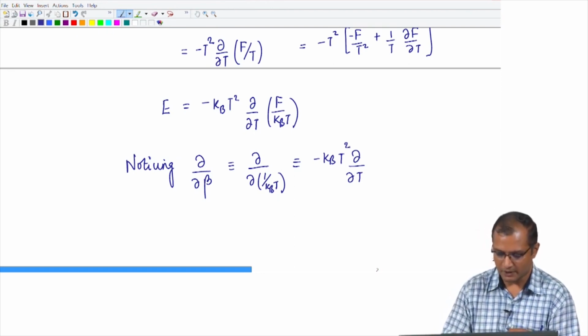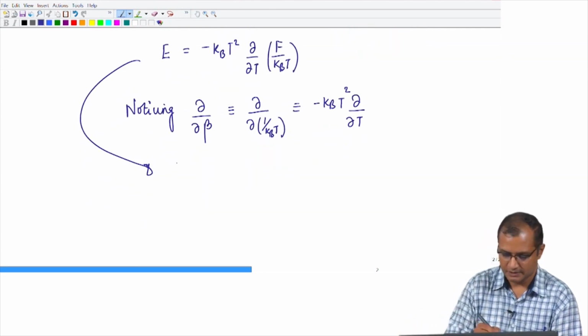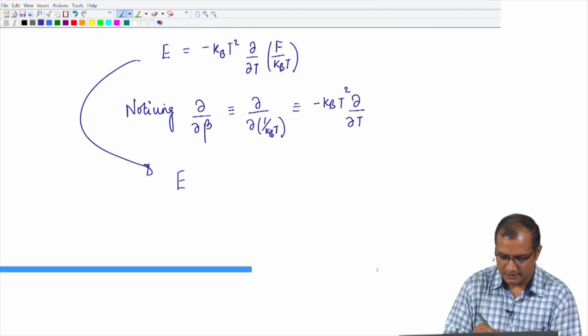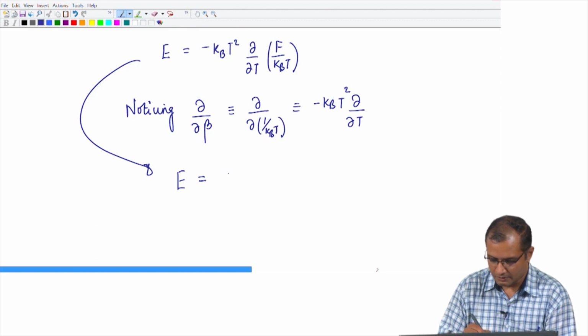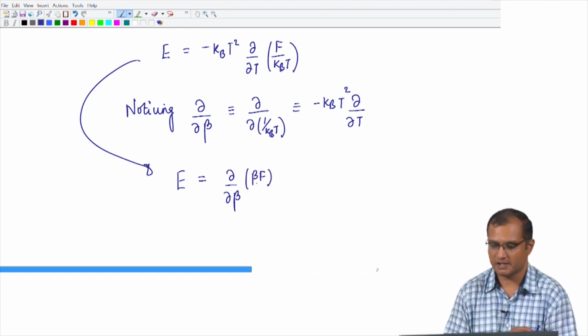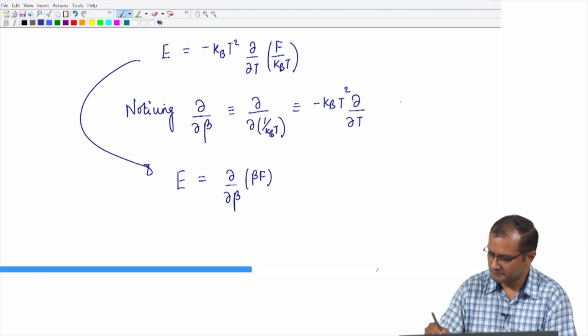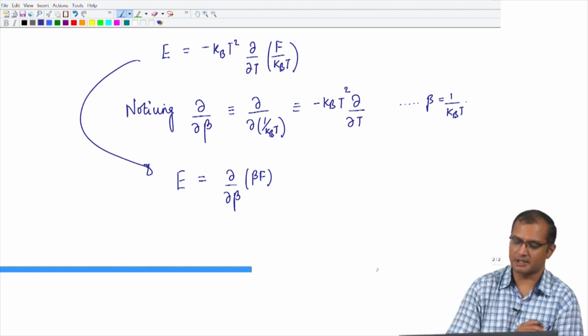Okay. So, I can write down what I have just written, E, as nothing but d over d beta of beta F, because 1 upon beta is nothing but kBT. Okay. So, the operator minus kB T square into d by dT is nothing but d by d beta.